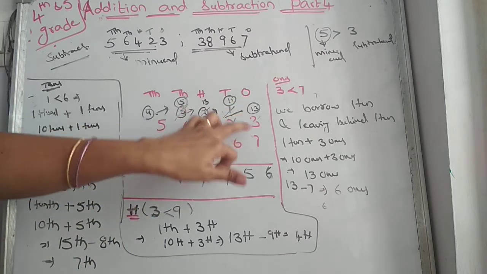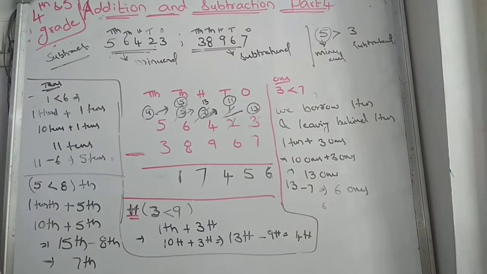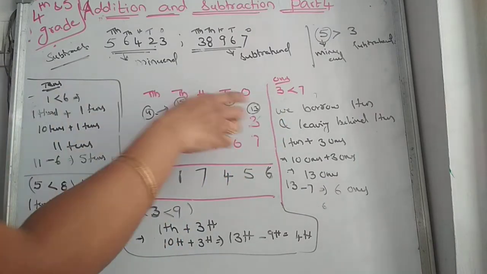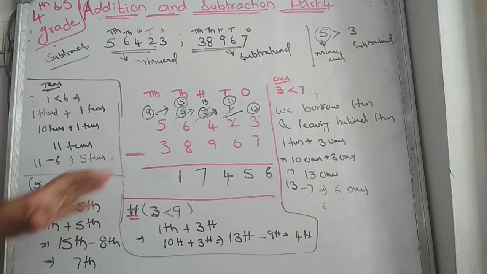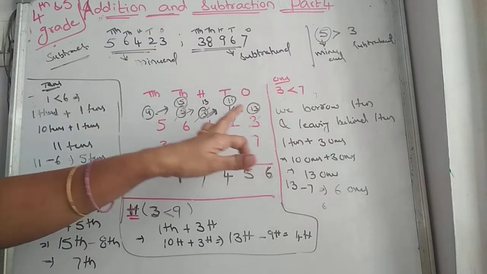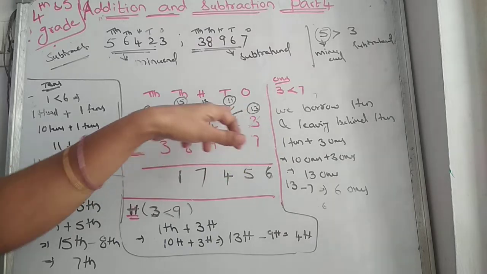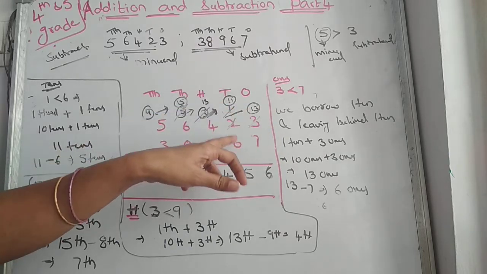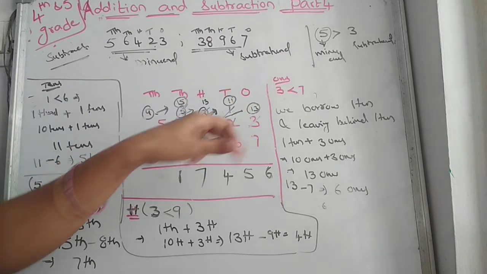In the ones place we have 3 and 7. 3 is less than 7, so 3 is the small number and 7 is the big number. So subtraction is not possible here. So what will I do here? We borrow 1 ten from the tens place to the ones place.